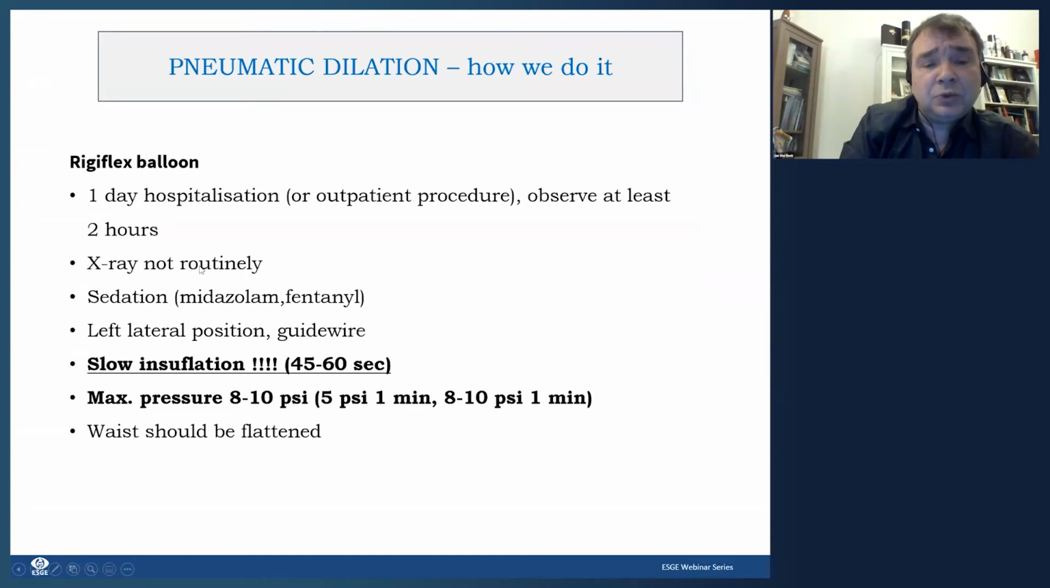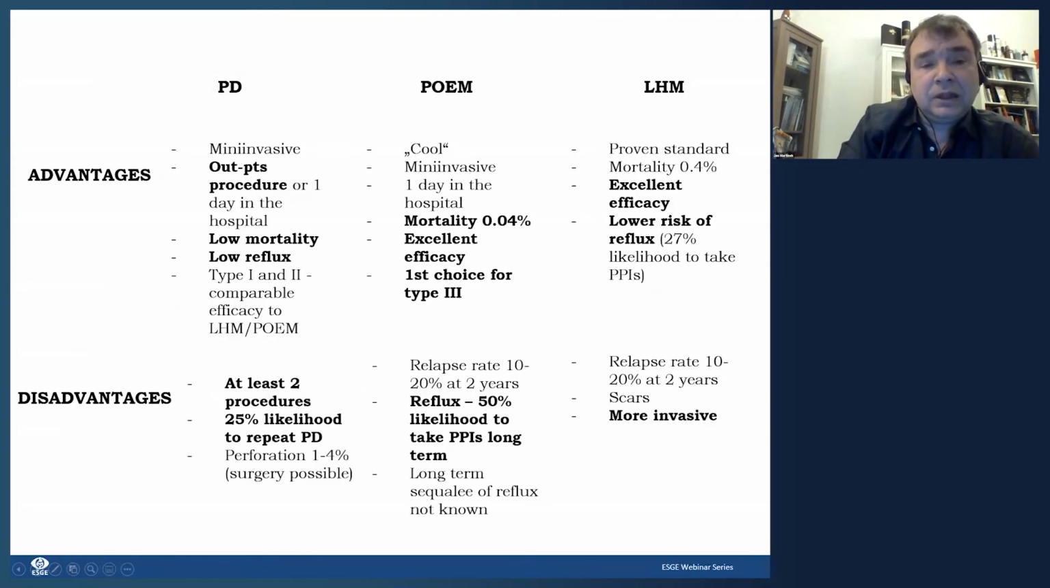X-ray we don't do routinely. We use sedation, midazolam and fentanyl. And what is really important is that the inflation should be very slow. We inflate to reach the pressure of 5 pounds per square inch over 45 to 60 seconds, and we keep this pressure for 1 minute, and then we increase the pressure to 8 to 10 pounds per square inch, and we keep it for another minute. We never go over 10 pounds per square inch.